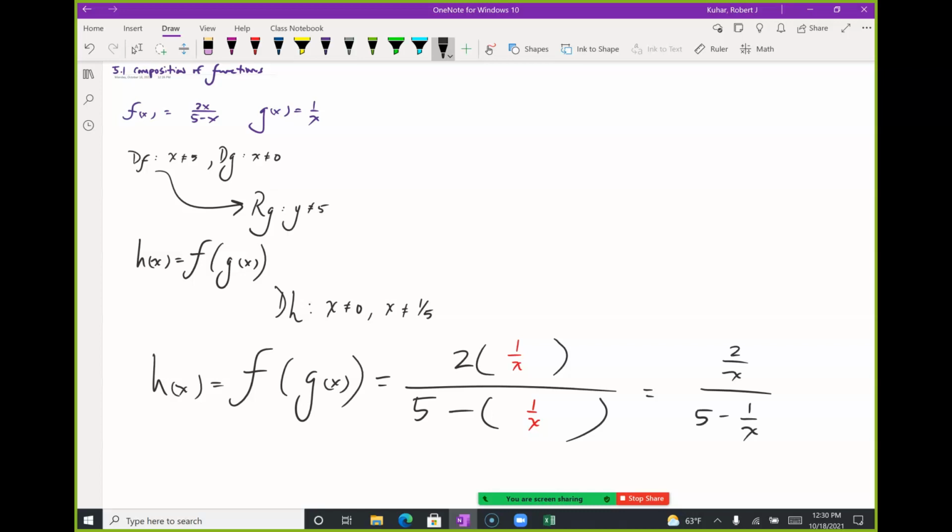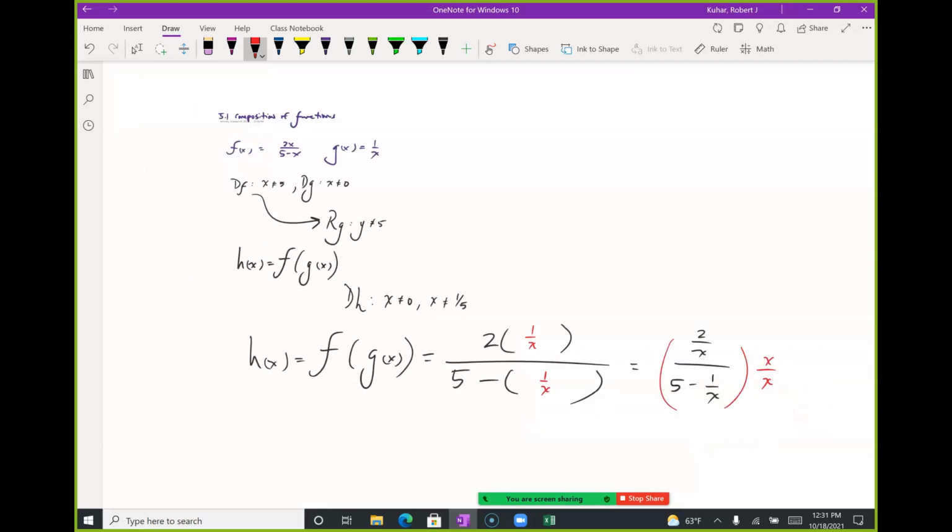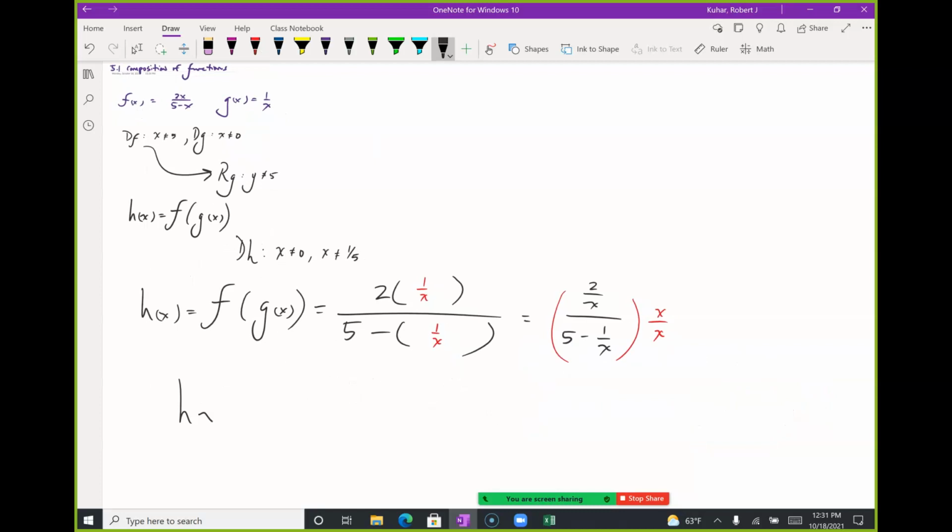Whenever I have a complex fraction, now and in the next few semesters of your mathematical career, you want to clear out those interior fractions, just like we did with difference quotients with rational functions. I'm going to take my interior LCD over itself and clear out my fractions. So I get h of x is 2 over 5x minus 1.